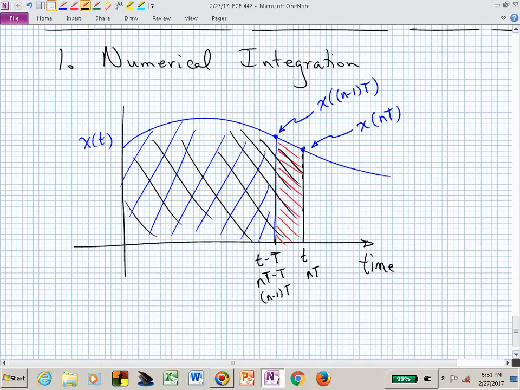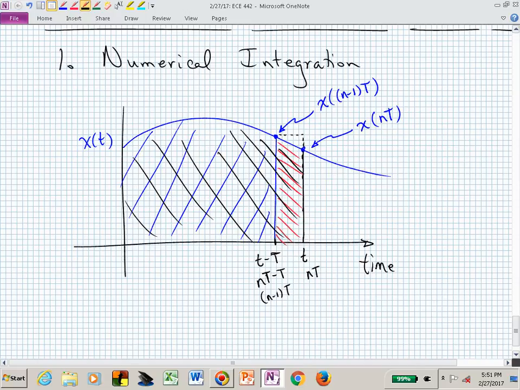We could approximate it with rectangles. We could approximate it with trapezoids. That's going to give us our forward, our backward, and our trapezoid rule. And you can anticipate where those are coming from. The forward technique for numerical integration is if we're standing at x of n minus 1 T and we look forward, then you can see that our rectangle in this case would be formed that way.